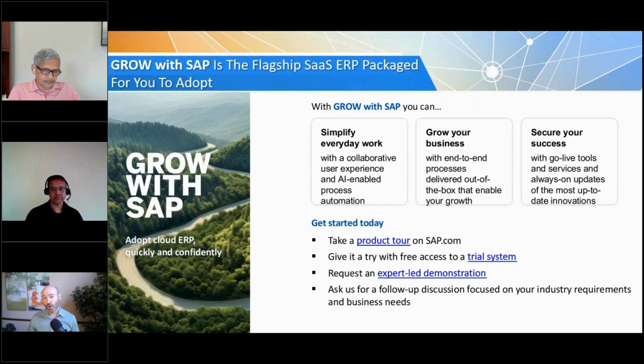So what are the benefits that we are seeing in some of the high-tech and manufacturing companies that are using Grow with SAP and S4 Cloud Public Edition at this point? First, simplification of the daily work. It does that through the embedded AI, artificial intelligence processes that we have in the Cloud ERP.